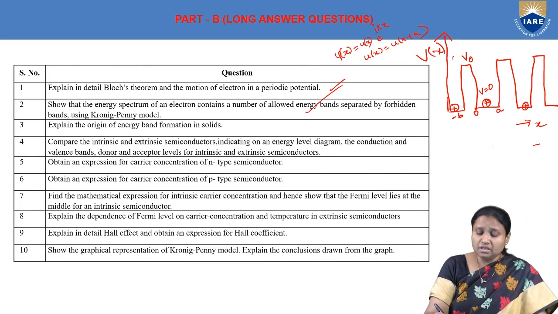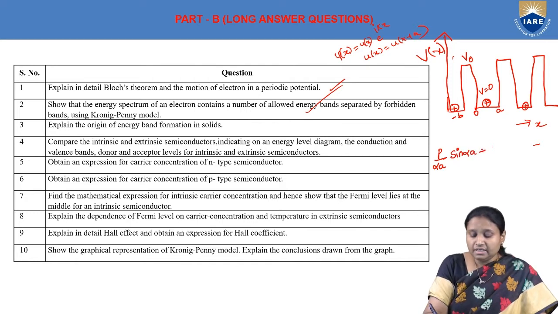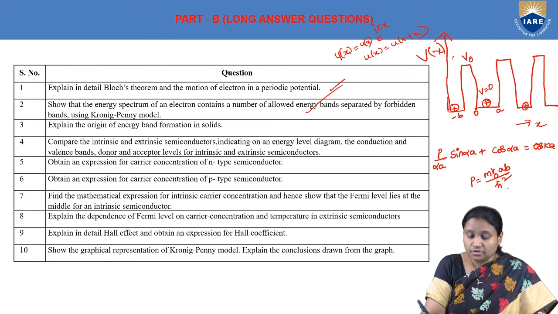If we make use of Schrodinger's wave equation, then we end up having a very important equation: P by alpha a sin alpha a plus cos alpha a is equal to cos ka. And what is P here? P is called the potential barrier strength, which is given as m V0 a b by h cross square.